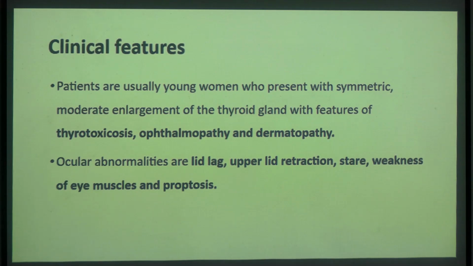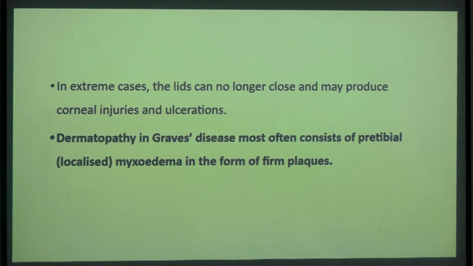Ocular abnormalities are lid lag, upper lid retraction, stare, weakness of eye muscle, and proptosis. In extreme cases, the lids can no longer close and may produce corneal injuries and ulceration. Dermatopathy in Graves' disease most often consists of pretibial localized myxedema in the form of firm plaques. That is called pretibial myxedema.